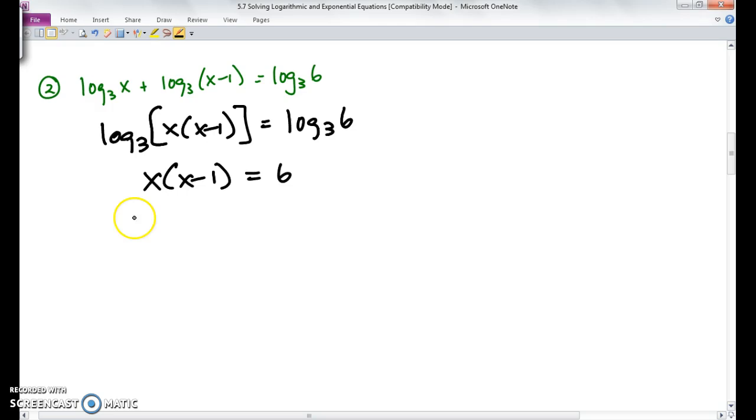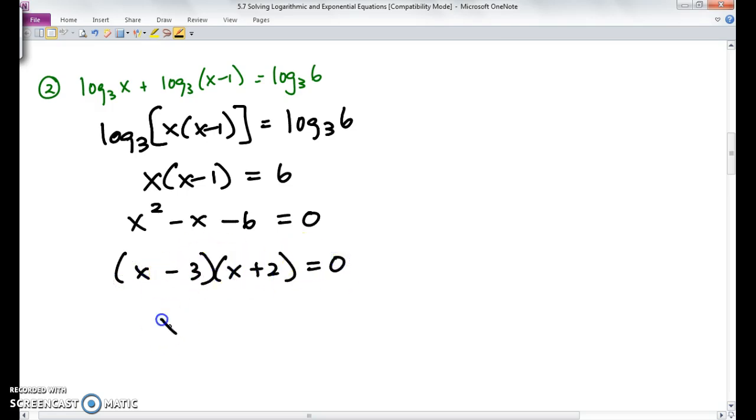Yeah, and I'm also going to get rid of the bracket, so I'll have x squared minus x minus 6 equals 0. And then what? Factor it. So x minus 3, x plus 2. So therefore x equals 3 or equals negative 2.